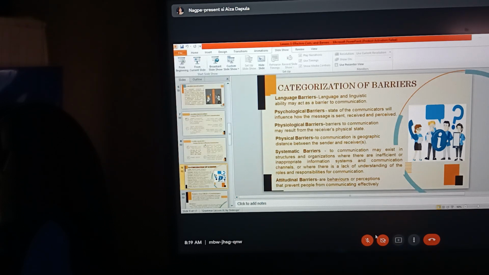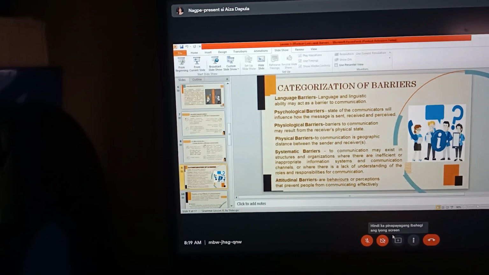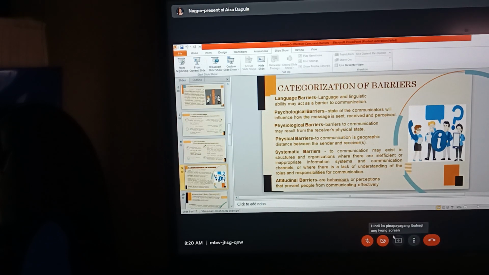Do you understand the categorization of the barriers? Yes po. Okay. So let's go to the 7 C's of communication. How can we have effective communication? If there's a barrier, there's also a way. If there's a way of miscommunication, there's also a way to have effective communication.